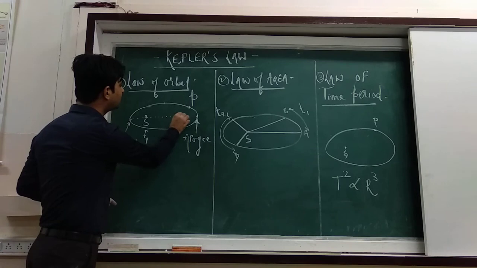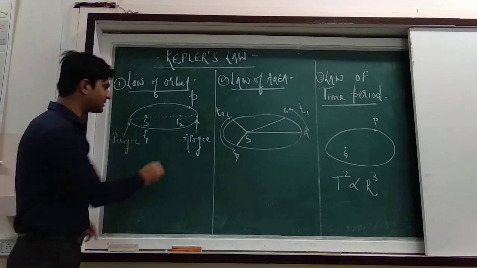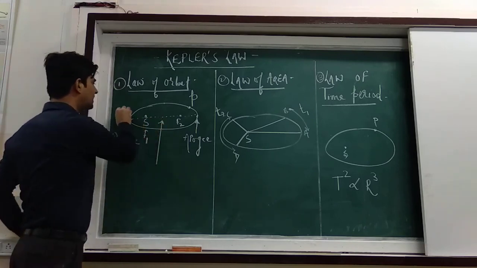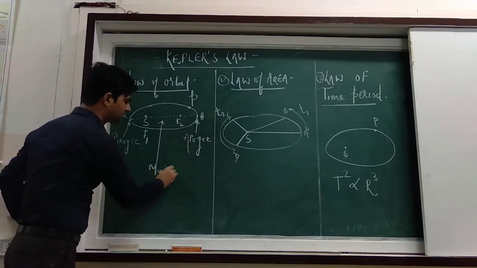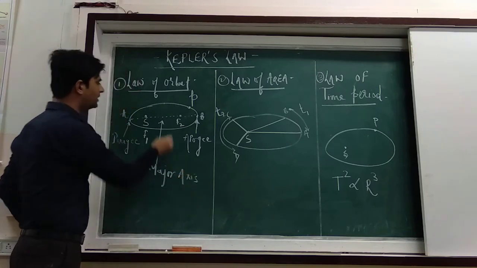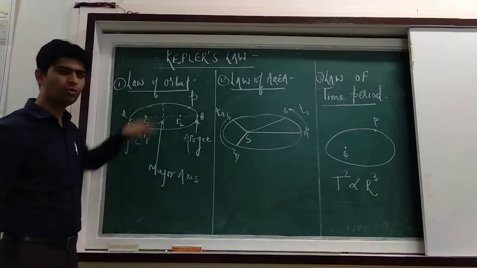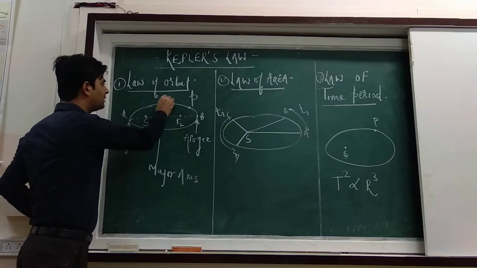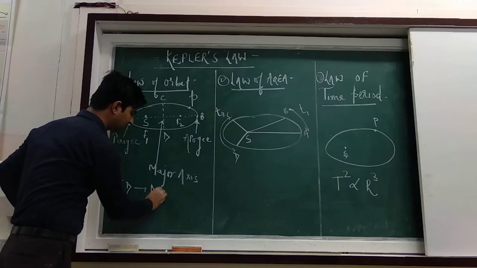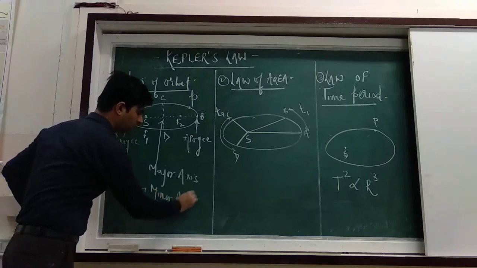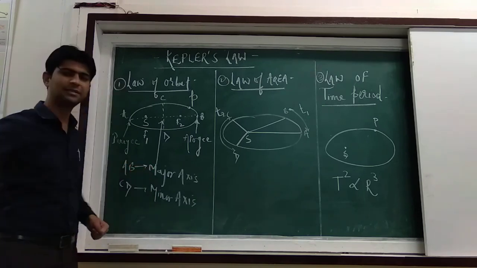If I join these farthest points, the longest distance of the orbit, this is called the major axis. Let me label it as AB. This AB is called the major axis. And if I join the closest points, that is the shortest distance between the two oppositely paired points, let me label it as CD, and this CD will be termed the minor axis. So this AB is the major axis and CD is the minor axis.